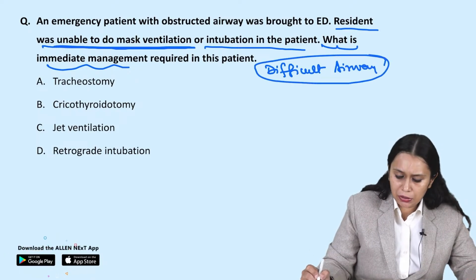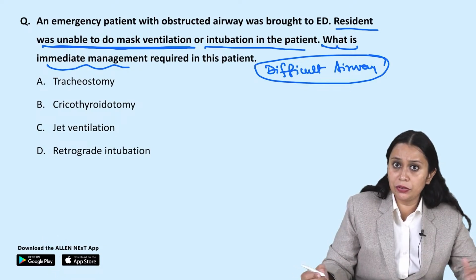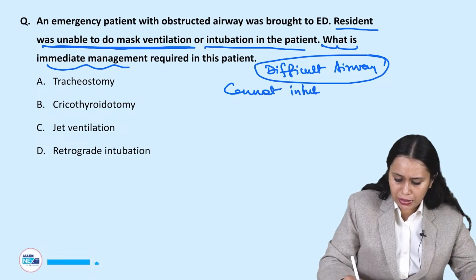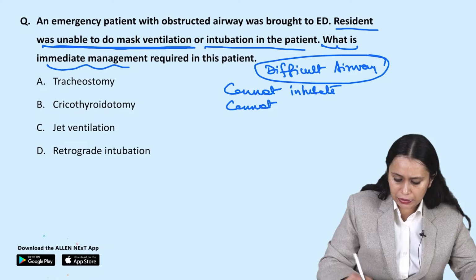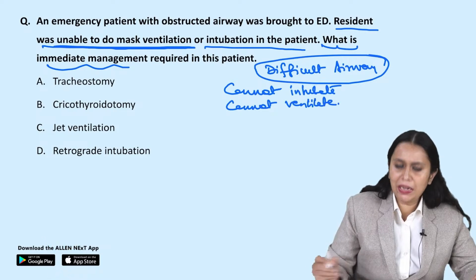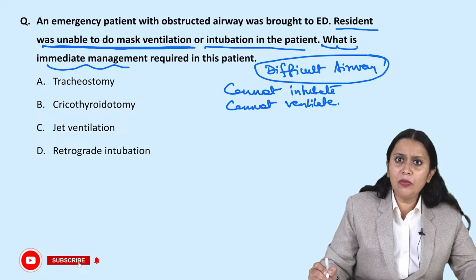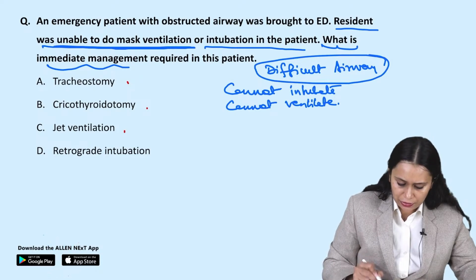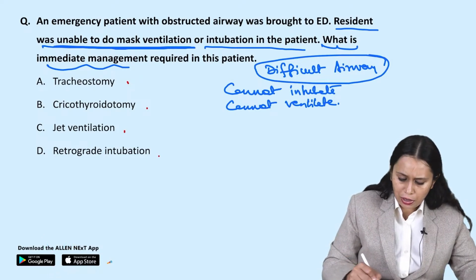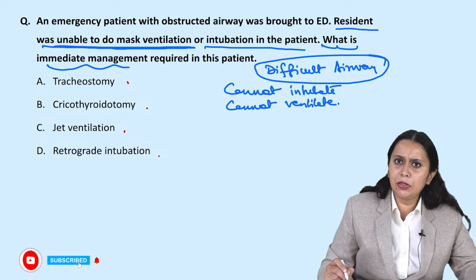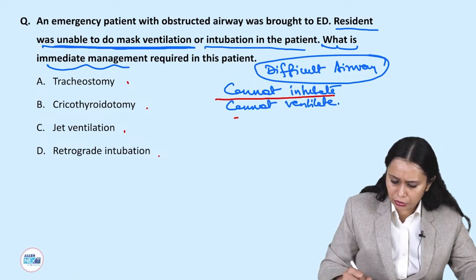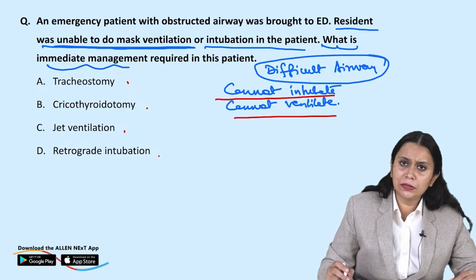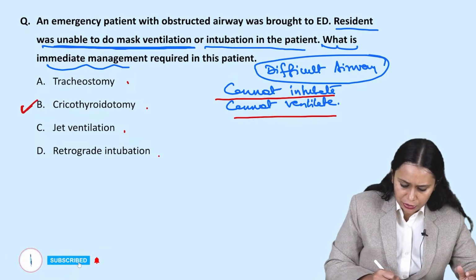And the resident was unable to do mask ventilation and intubation. So it's an emergency situation. This is a situation of cannot intubate, cannot ventilate, right? I am not able to intubate, I am not able to ventilate. So immediately what will we do? Options are tracheostomy, cricothyroidotomy, jet ventilation, retrograde intubation. Now all are management options when I am unable to do the intubation. But in this cannot intubate, cannot ventilate, immediate emergency situation, what would be the answer? The answer has to be cricothyroidotomy.